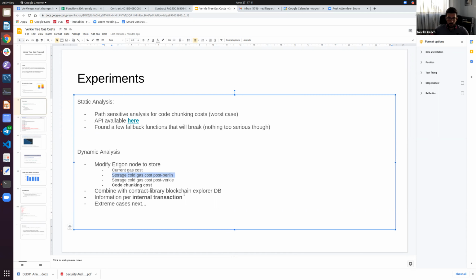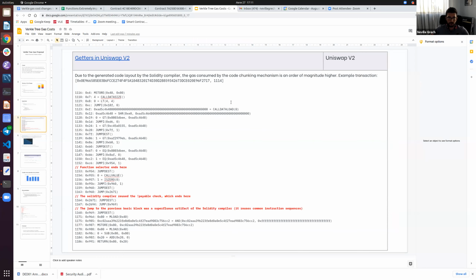Okay, and all this data was combined with the contract library blockchain explorer database. Information is per internal transaction. And now we could actually look to see some extreme cases in some of the most recent transactions. Okay, so here's an extreme case. Now I'll go through this.